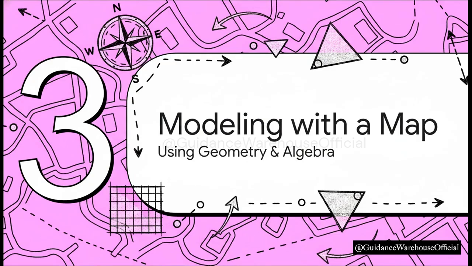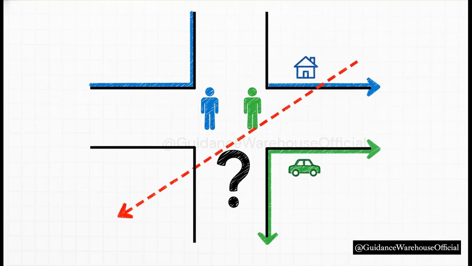Okay, so we've modeled money, we've modeled populations. You ready to try something a little different? Let's try modeling movement on a map. Now, this is going to involve a little bit of geometry, but trust me, the core idea is exactly the same. So here's the scene.